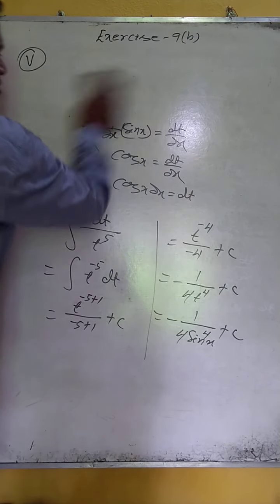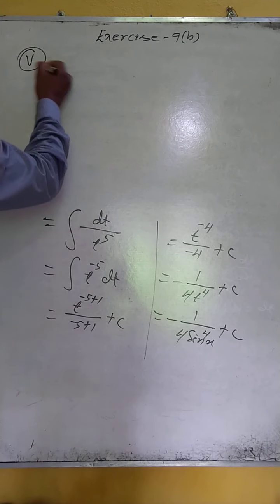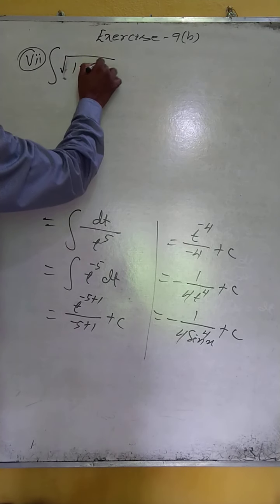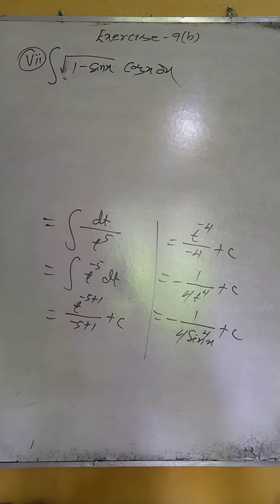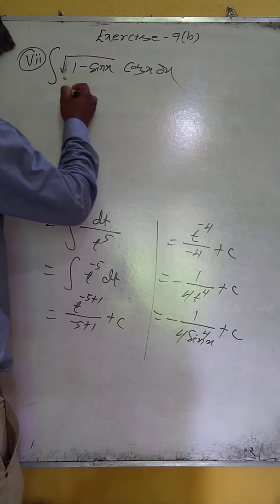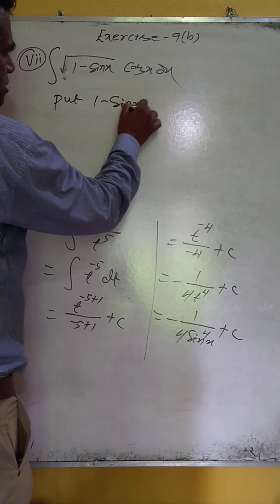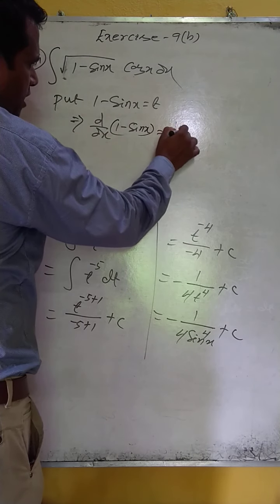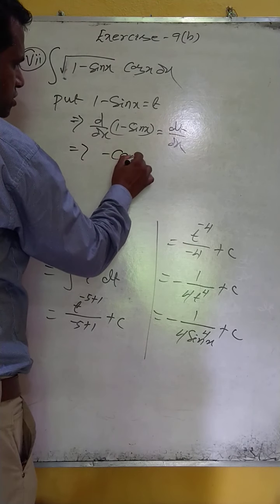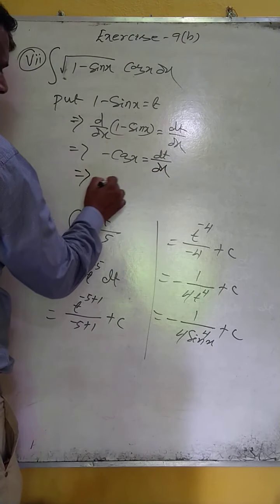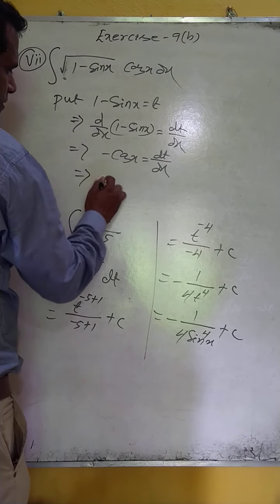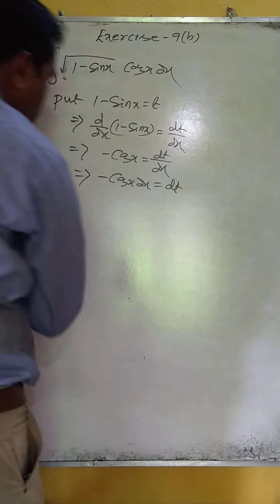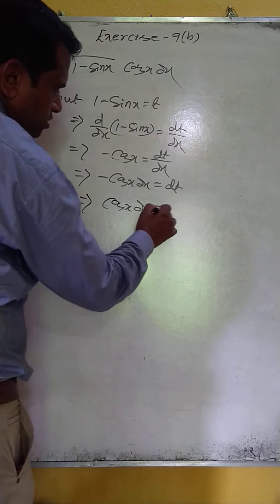Now we discuss another problem. The integral root over 1 minus sin x times cos x dx. Okay, here we put 1 minus sin x is equal to t. That implies d by dx of 1 minus sin x is equal to dt by dx. That implies minus cos x is equal to dt by dx. That implies minus cos x dx is equal to dt, or cos x dx is equal to minus dt.